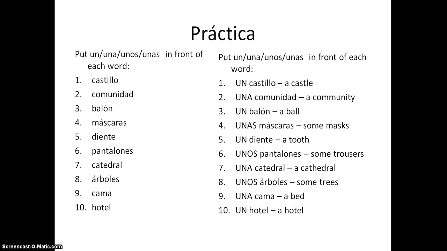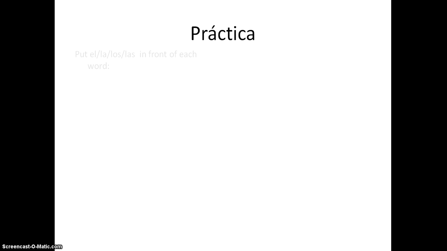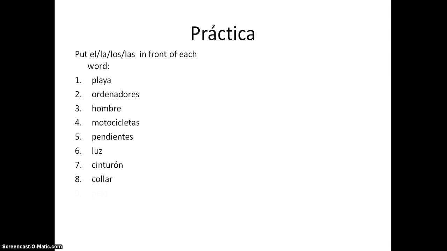Let's use the other articles now. Again, put el, la, los, or las in front of each word. Again, pause it and then restart it when you've finished. Okay, let's go through the answers: el, la, los, or las.